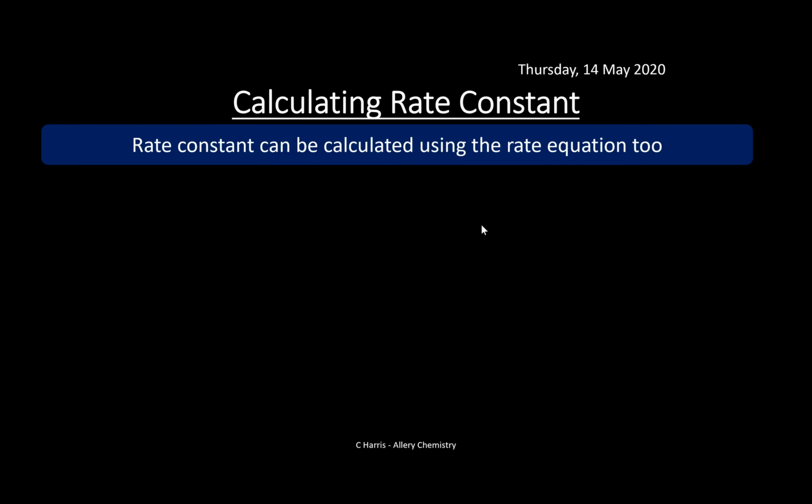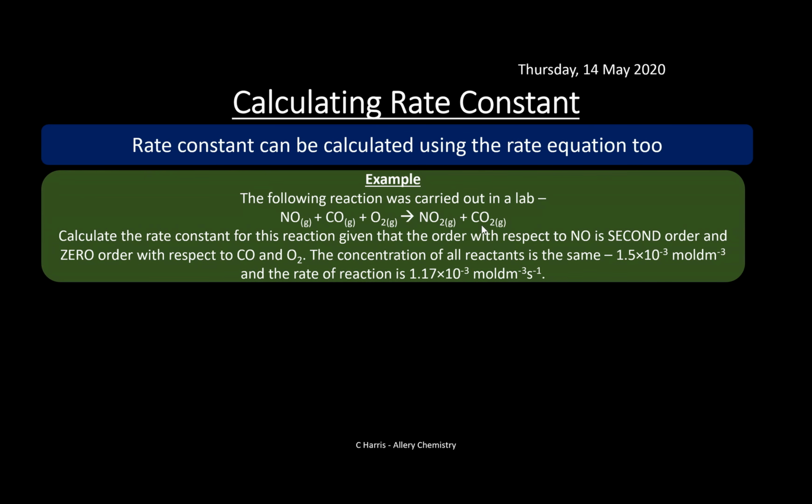Okay. So let's look at the rate constant. We can actually calculate that as well. Obviously, we have to do a little bit more rearranging for rate constants. The rate of reaction is fairly straightforward to work out, but the rate constant is a little bit more difficult. So again, let's look at this reaction. The following reaction was carried out in a lab: nitrogen monoxide reacting with carbon monoxide and oxygen, producing nitrogen dioxide and carbon dioxide. We need to calculate the rate constant for this reaction, given the order with respect to NO is second order, and zero order with respect to carbon monoxide and oxygen. The concentration of all reactants is the same, 1.5 times 10 to the minus 3 moles per decimeter cubed, and the rate of reaction is 1.17 times 10 to the minus 3.